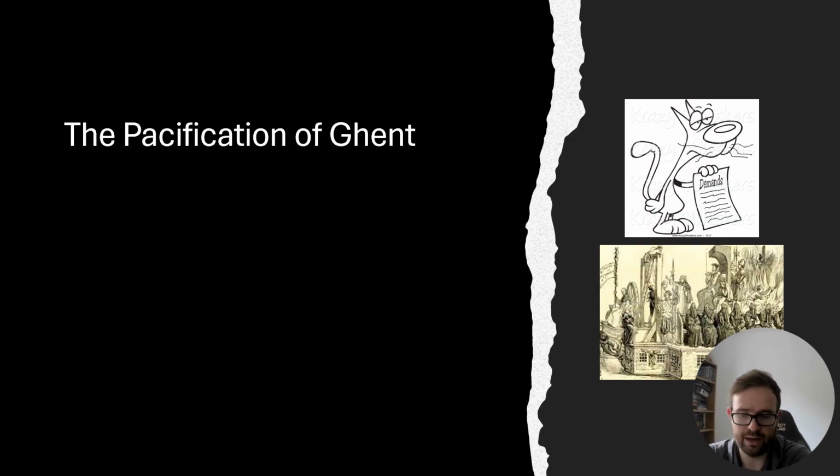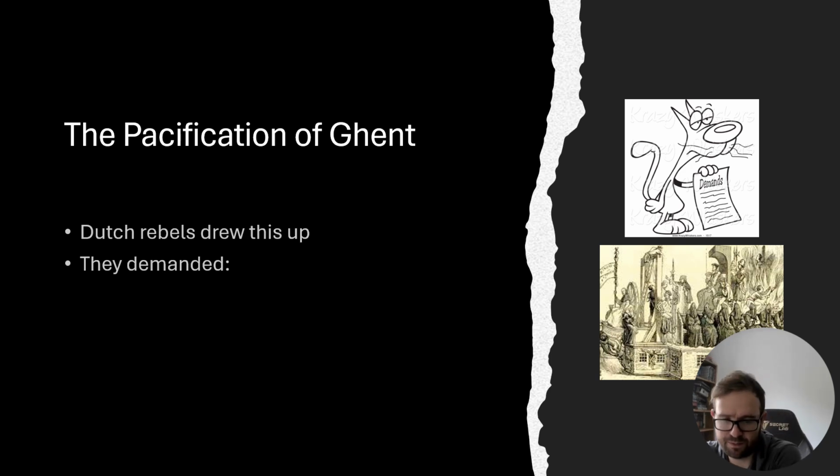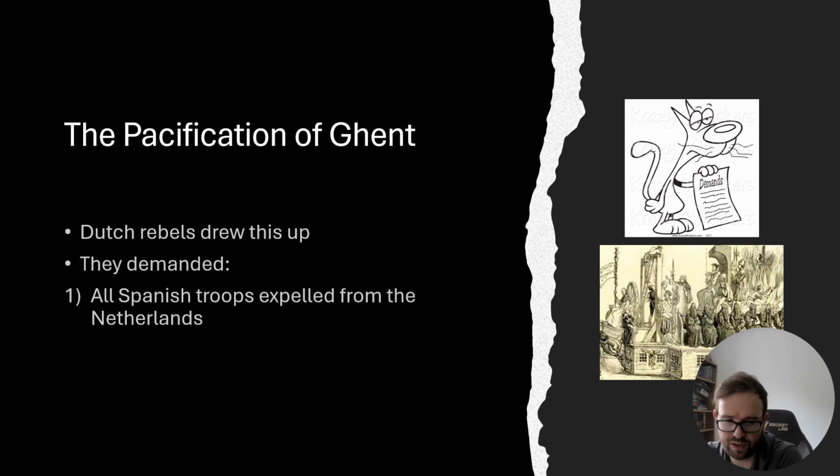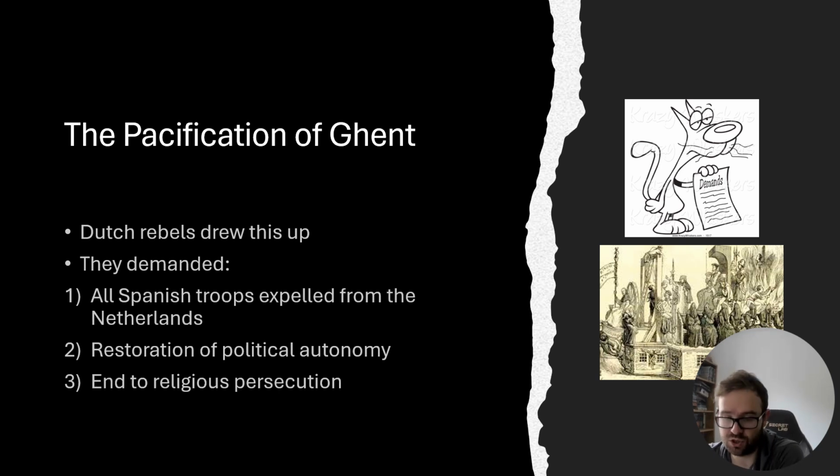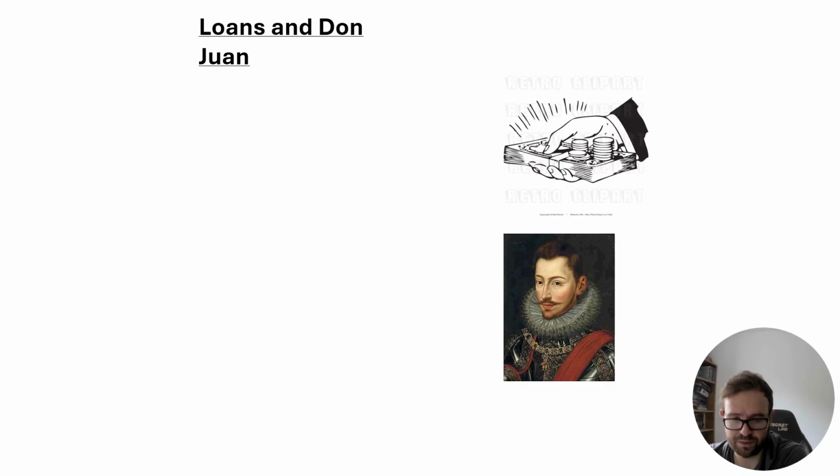Now, very quickly, the Spanish give in a little bit, because the Pacification of Ghent is drawn up. The Dutch rebels draw this up, give it to the Spanish and say, you need to get out of the Netherlands, and we want political freedom, right? That means they can rule themselves, basically. It's great for Elizabeth. And end religious persecution, get rid of this Inquisition.